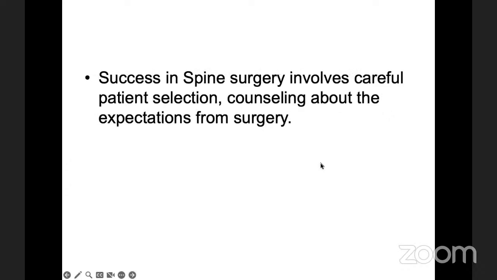Success in spine surgery involves a lot of careful patient selection and counseling regarding the expectation from surgery. Patient selection is going to be based upon your history, what you're eliciting, your imaging, your clinical examination, and your correlation between your clinical examination and your imaging. If at the end of this whole exercise you feel that surgery is still an option, then counseling the patient regarding what is going to get better and what is not going to get better by surgery needs to be completely explained to the patient.